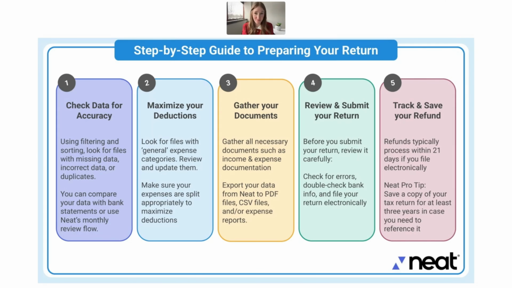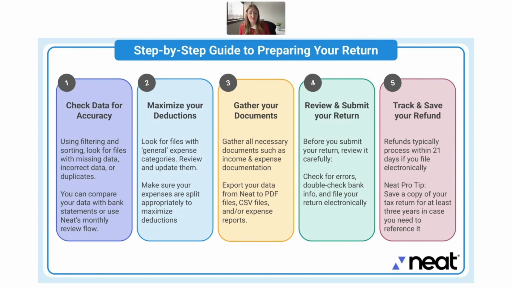In step 3, you need to gather all the necessary documents, all the necessary expenses to submit your tax return, which primarily include your income and your expense documentation. And we're going to focus most of our time on that, the data that you can gather out of Neat for tax preparation. In step 4, you want to do one final check for any errors in your data, specifically focusing more now on double checking that the information you're providing, such as your bank information, your social security information, is all accurate.